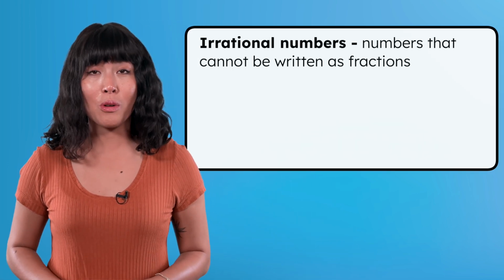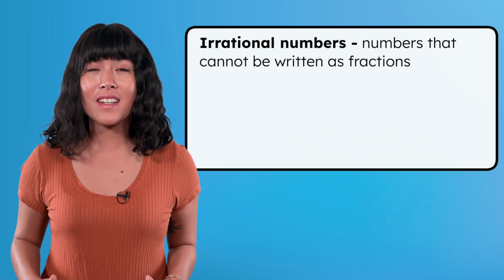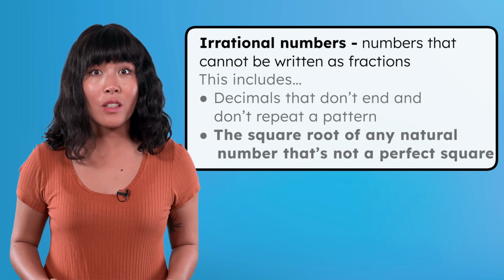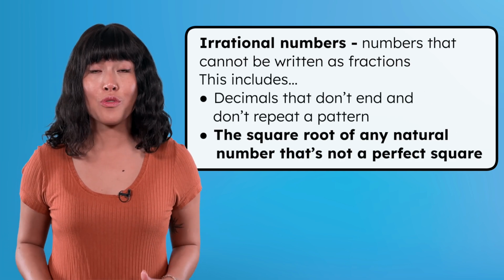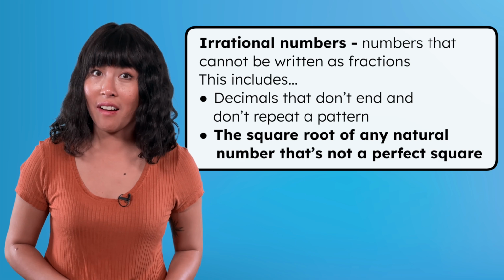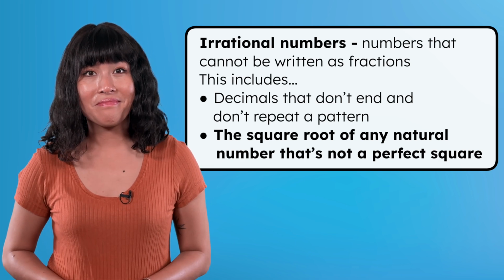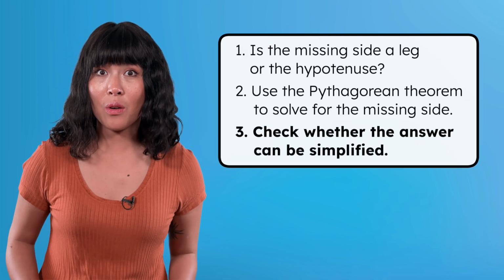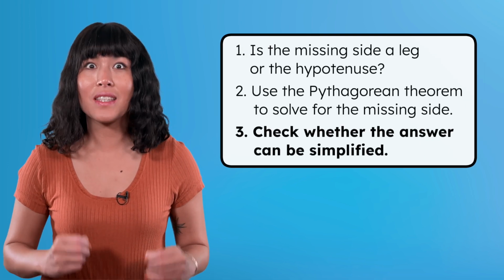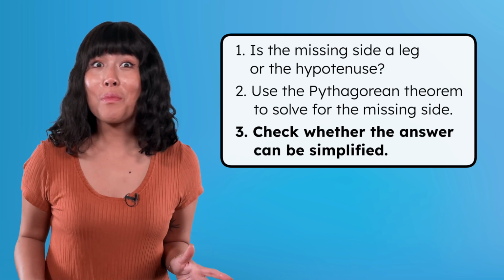It looks like sometimes the side lengths of right triangles are irrational numbers. Remember that irrational numbers are numbers that cannot be written as a fraction, which includes the square root of any natural number that isn't a perfect square, like 10. So when finding missing sides in right triangles, we should also check whether our final answer can be simplified. Let's look at a couple more triangles.